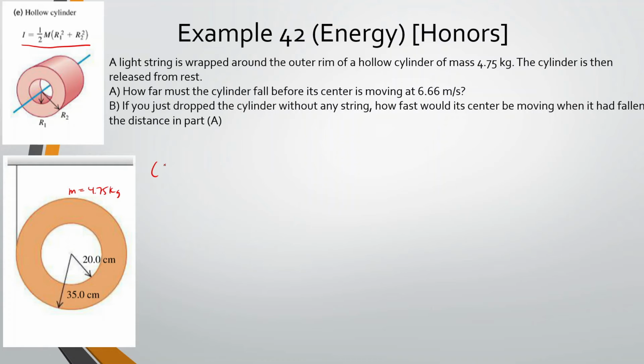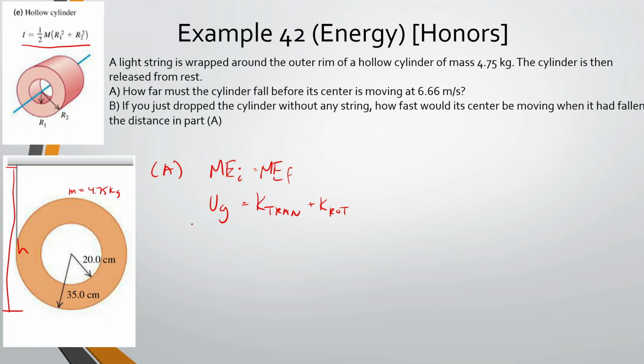So again, let's try to figure this out. Mechanical energy initial is equal to mechanical energy final. At the beginning, the cylinder is released from rest, so all there is is gravitational potential energy. It's going to fall, and there's going to be translational kinetic energy, and then rotational kinetic energy. We're looking for how far it must fall, so we're looking for the height, until it goes 6.66.